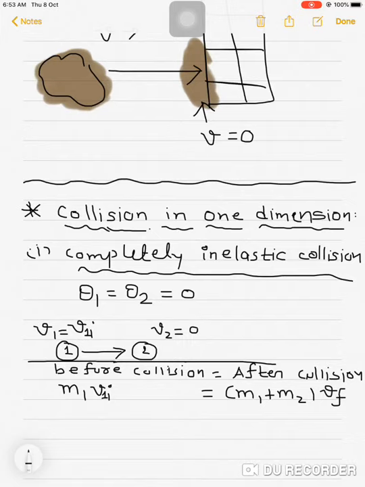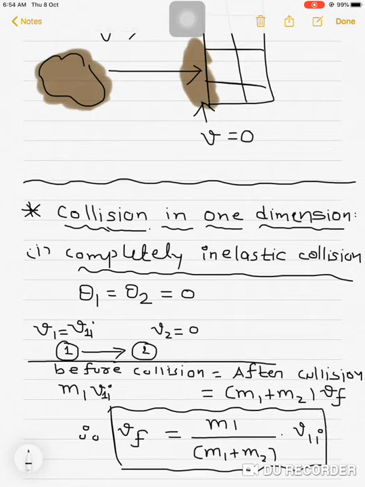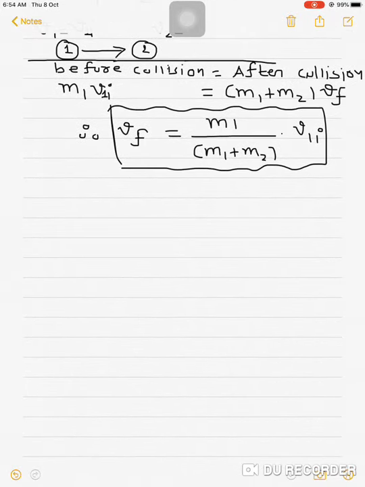Now if we compare that and make the velocity vf the subject, we can say that it will be m1 over m1 plus m2 into v1i. So this will be the relation between final velocity and initial velocity. Now it is also well known that kinetic energy will also have some relation.